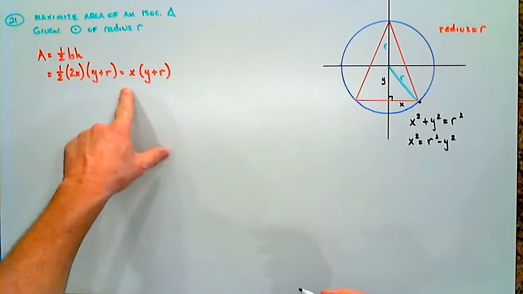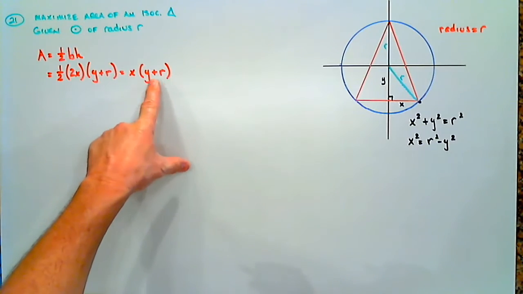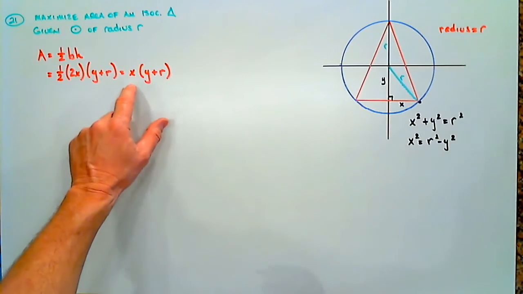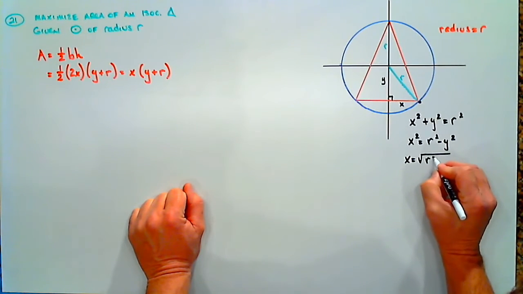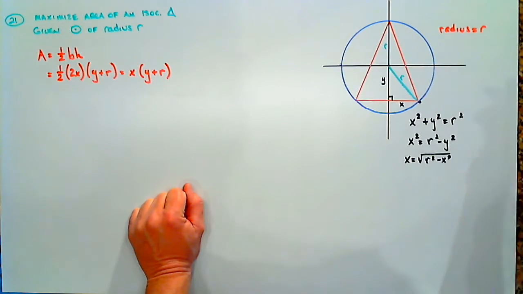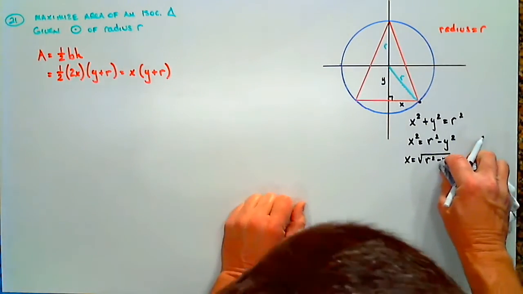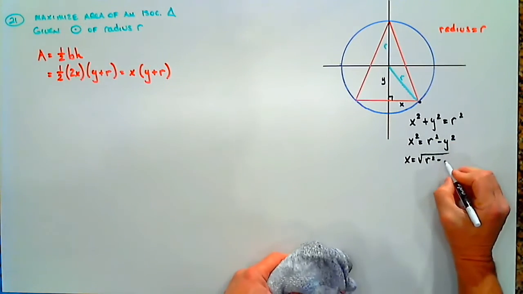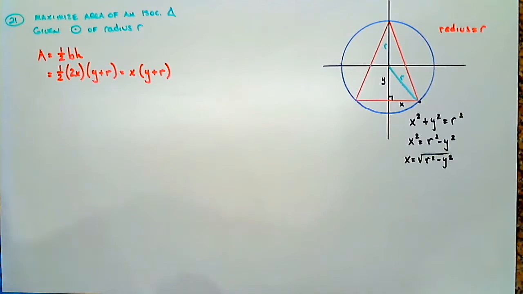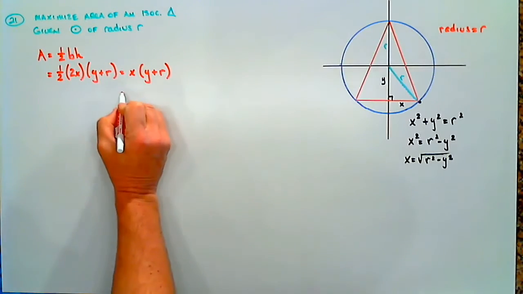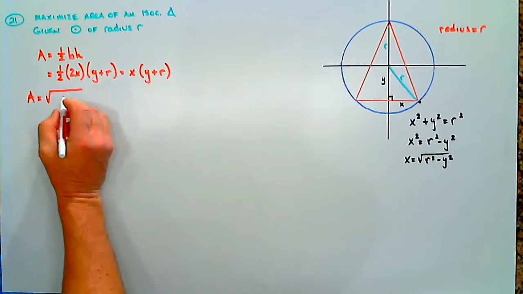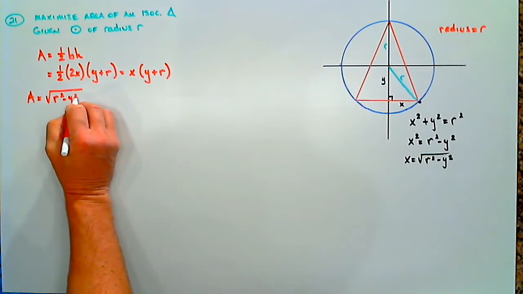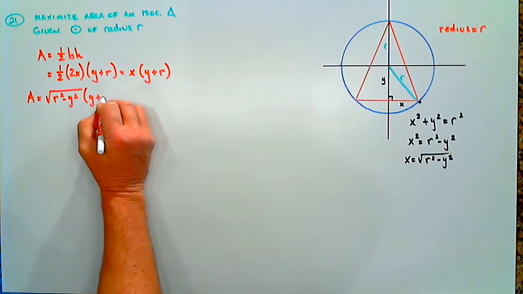We would like to get rid of one of these two variables. I'm going to eliminate the x. I don't want to eliminate the y. The y is inside of this quantity y plus r. I'm going to eliminate the x. It stands alone. So we get x equals the square root of r squared minus y squared. So we can rewrite our equation as area equals x, which is the square root of r squared minus y squared, times (y plus r).